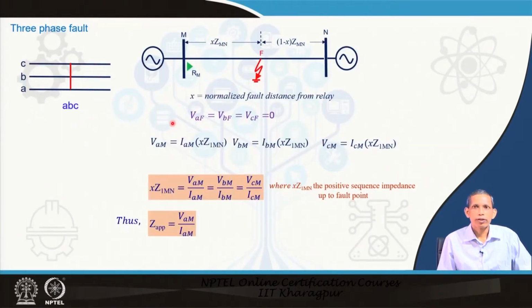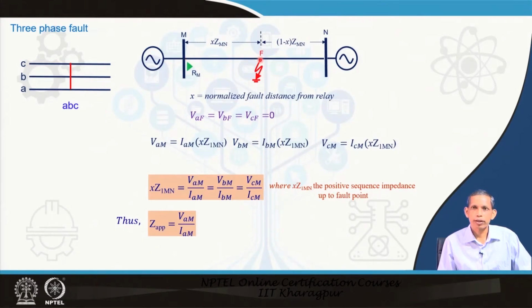So, let us see how the apparent impedance calculation is related for different types of fault. First, the balanced 3-phase fault. Let us say this is a 2-bus system. We have a transmission line between buses M and N, and our distance relay is at R m. We know a distance relay uses local voltage and current signals, so we will be using only the signals available at bus M.